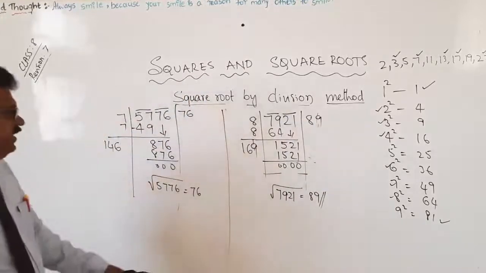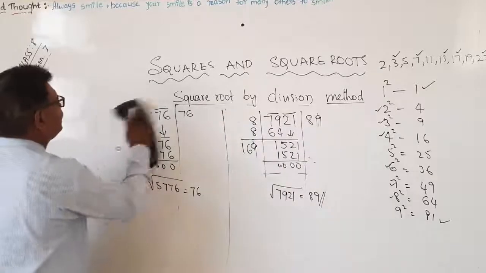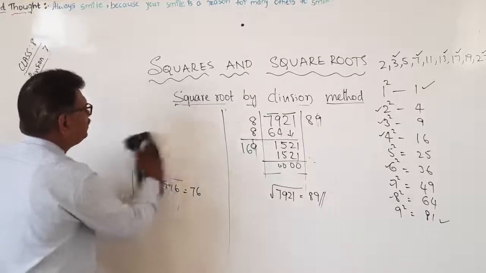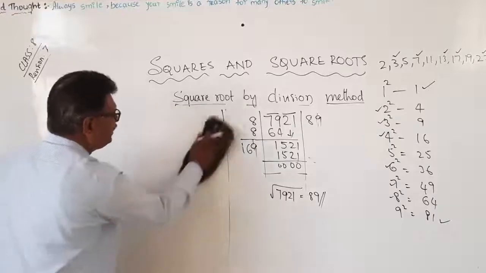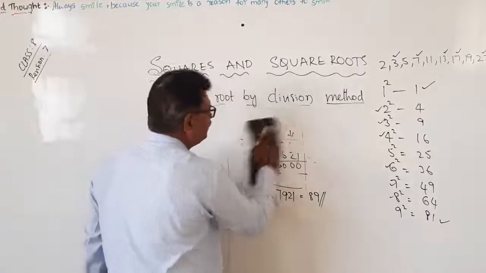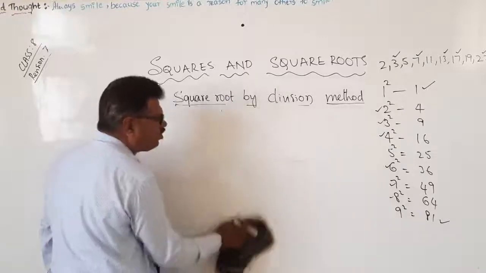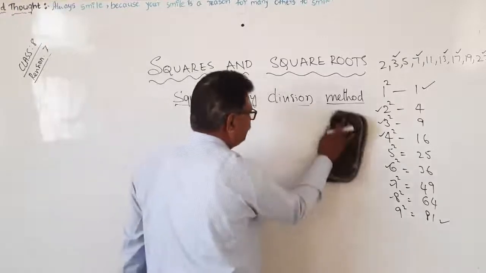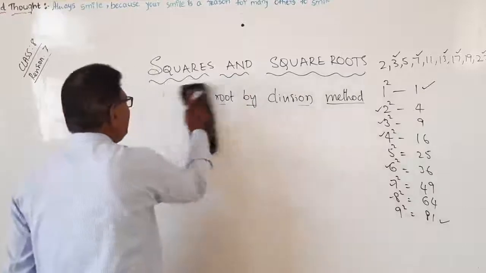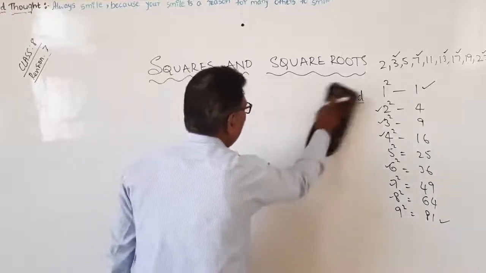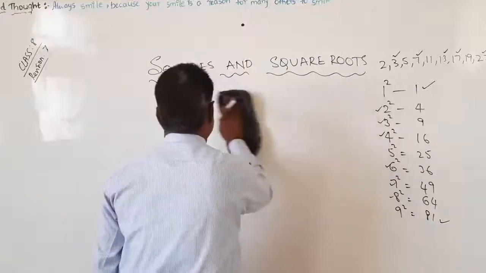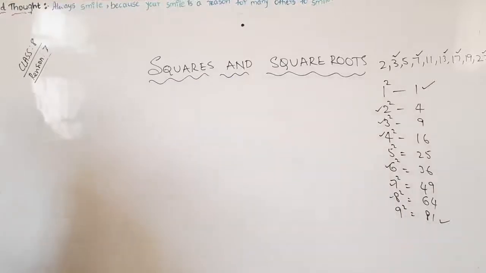Okay? Yes. Now I hope you understood. These are all the division method, finding the square root by the division method. Okay? Now we'll do one more concept: what must be added and what must be subtracted to become a perfect square. Okay? Yes. What must be added and what must be subtracted.